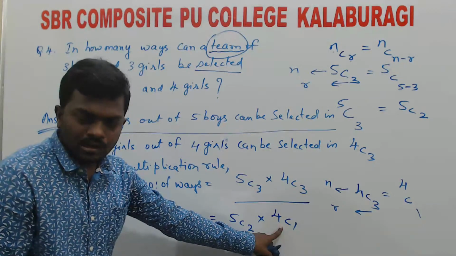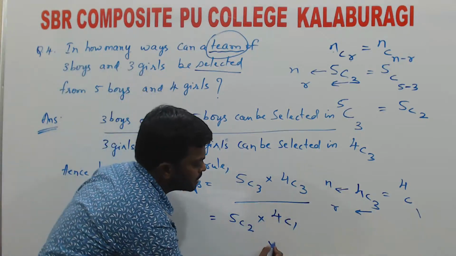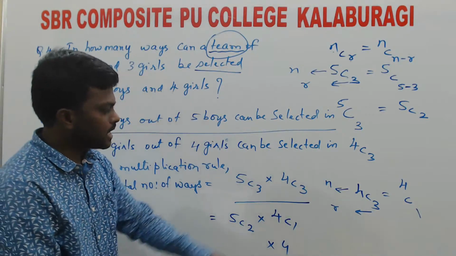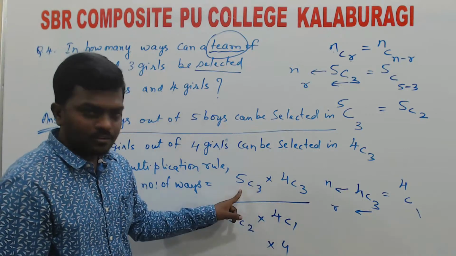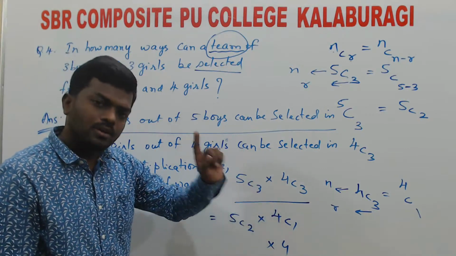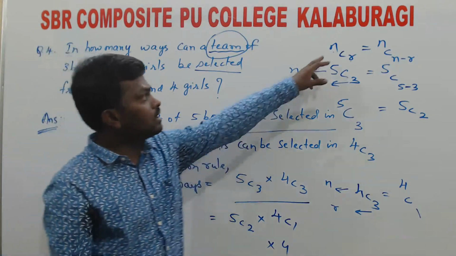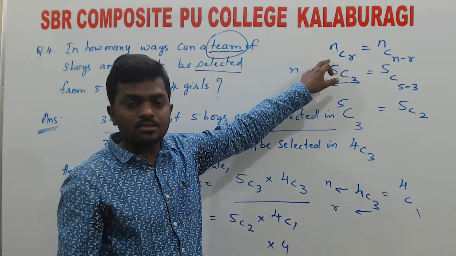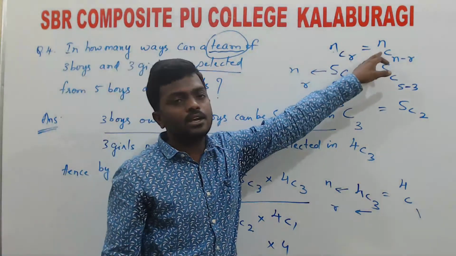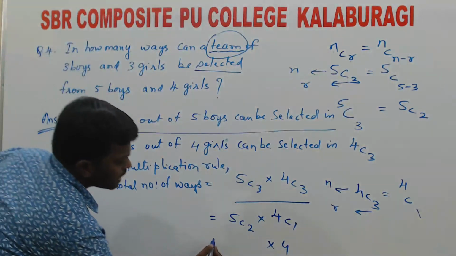At least you can solve this one very quickly. What is 4C1, students? 4. That's it, right? How easily we have solved. You can solve 5C3 into 4C3 also. You will get the same answer only, and we haven't used any magic over here. We have a property. We have seen this one. So nCr is equal to nC(n minus r).